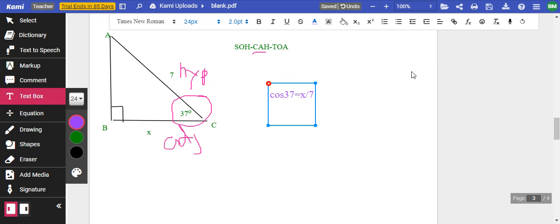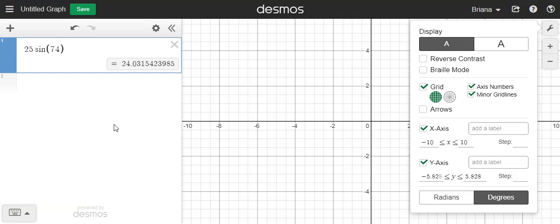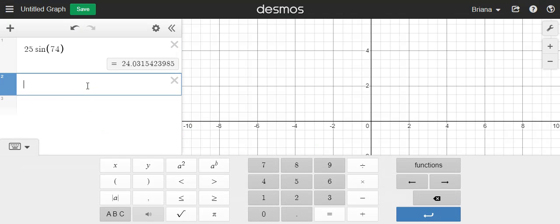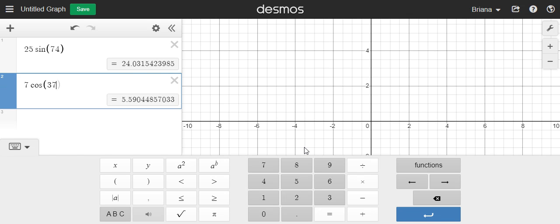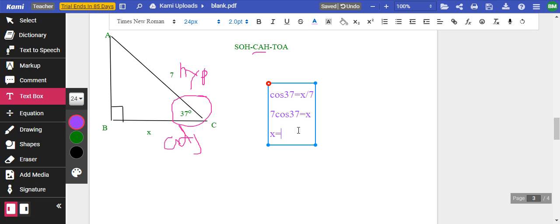Now, again, I multiply what's on the bottom to both sides, so I get 7 cosine 37 equals x. So x equals, and I can just go to my Desmos calculator here, and I'm going to put 7, then hit this function button and choose cosine, and I'm going to put 37, and my answer is 5.59. So I go back here, it's 5.59.